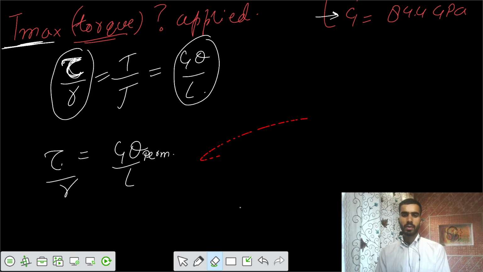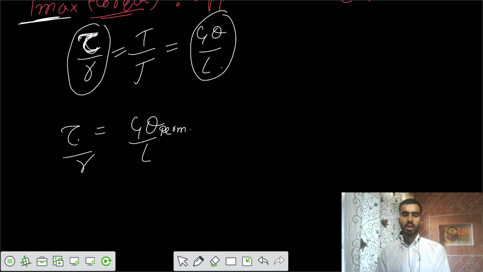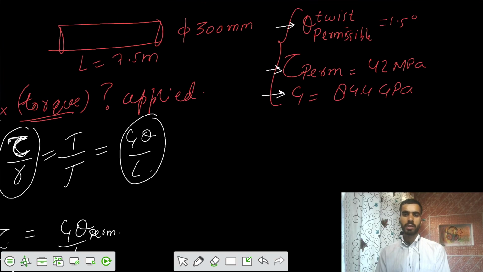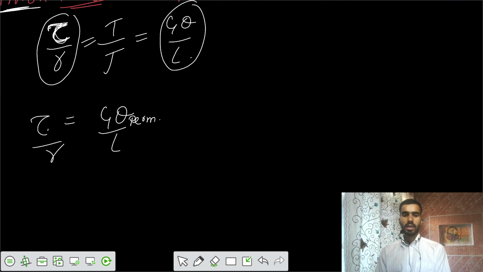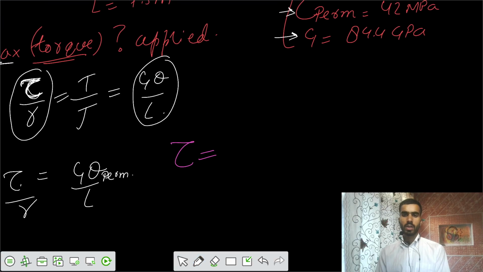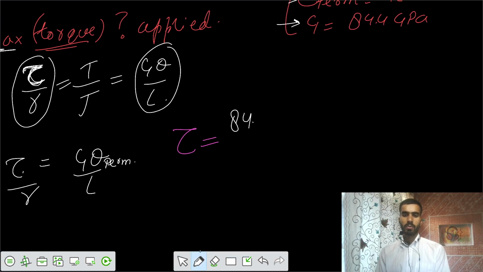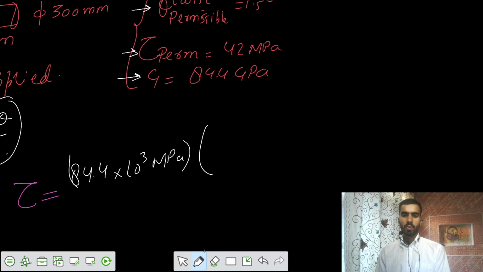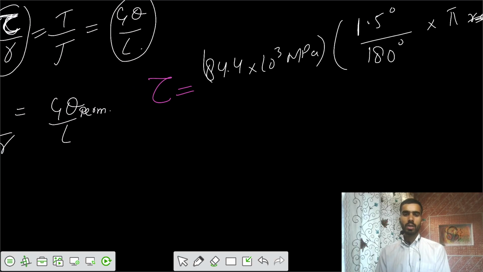You have to see at what shear stress your theta goes to theta permissible. So let's write that: tau equals G theta by L times r. G was equal to 84.4 gigapascal, that becomes 84.4 times 10^3 megapascal, and your theta value of 1.5 degrees, you convert it into radians, 1.5 times pi by 180 radian.